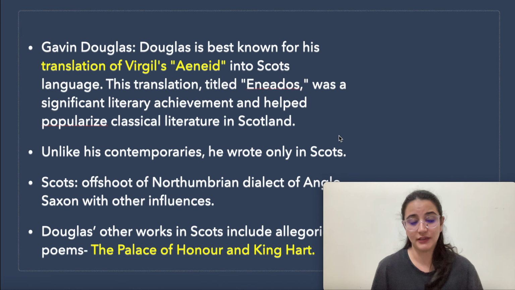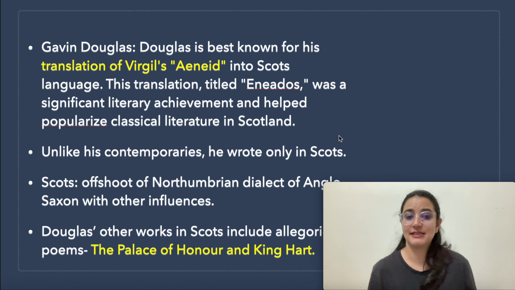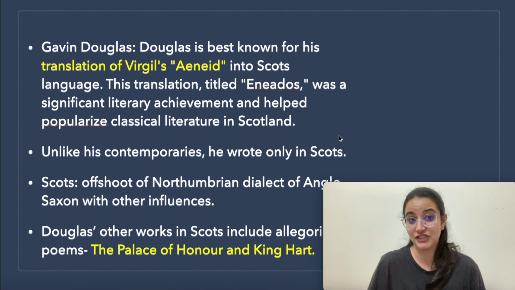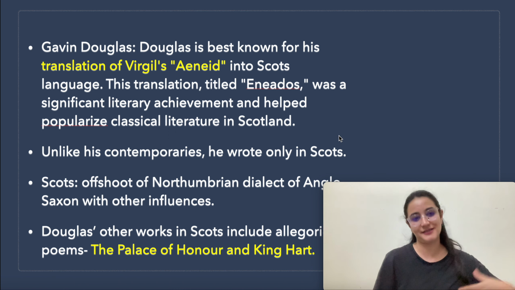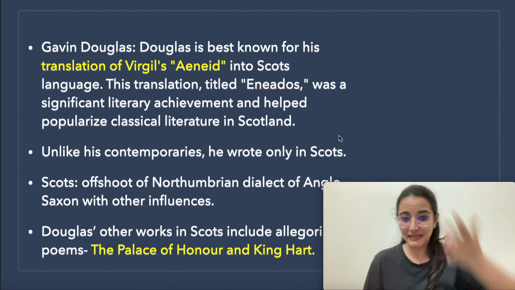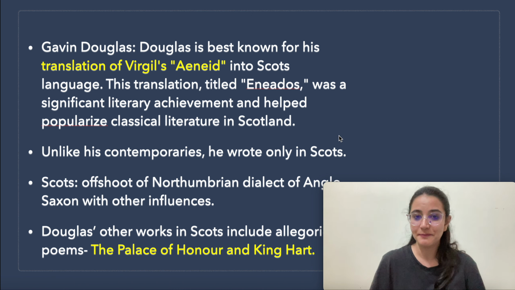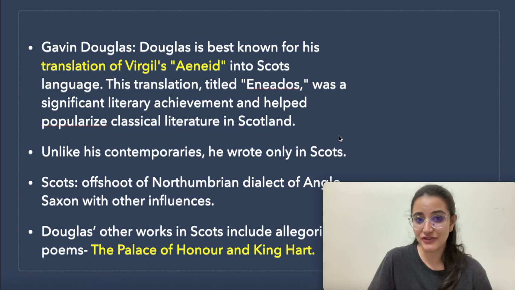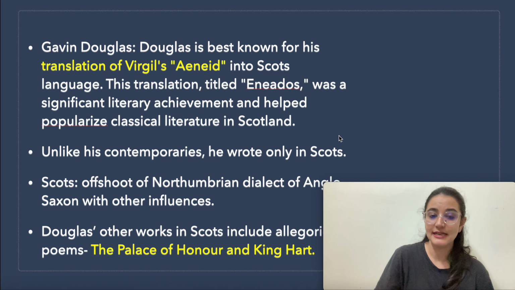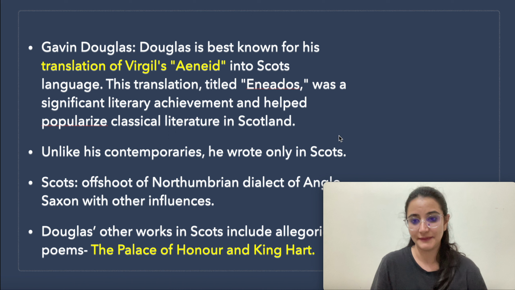Next is Gavin Douglas. Douglas जो हैं वो सबसे ज़्यादा माने जाते हैं for his translation of Virgil's Aeneid. I would love it if you take notes out of it, please note this. That is best known for his translation of Virgil's Aeneid into Scots language. स्कॉट्स में इन्होंने ट्रांसलेट किया इसको. This translation was titled Eneados. It was a significant literary achievement and it helped popularize classical literature in Scotland.